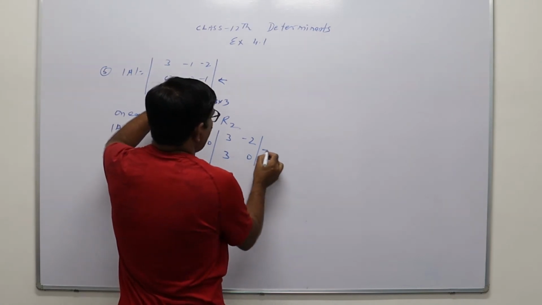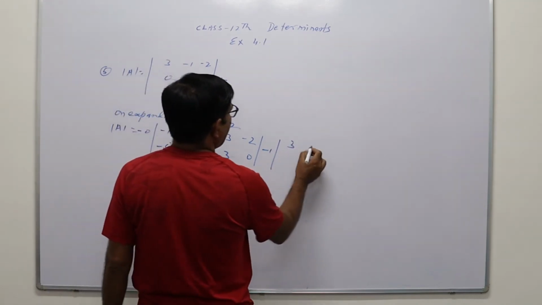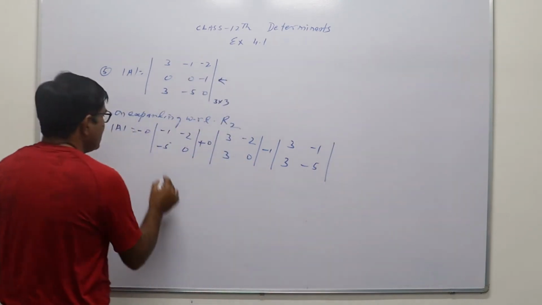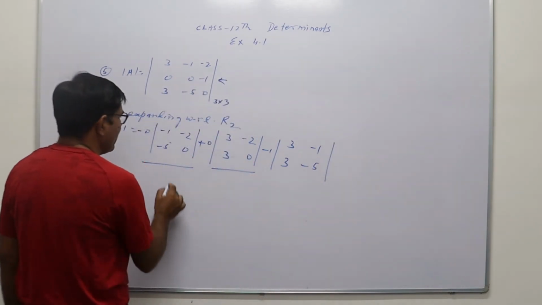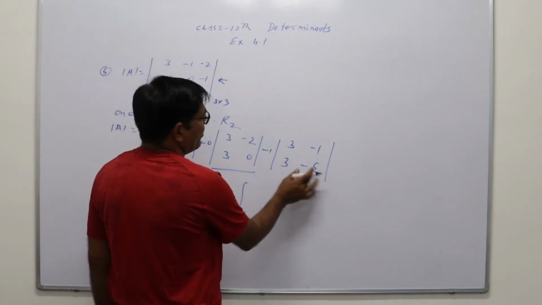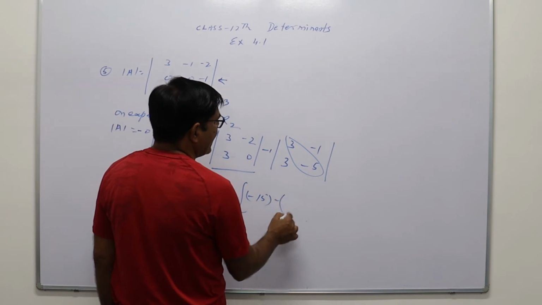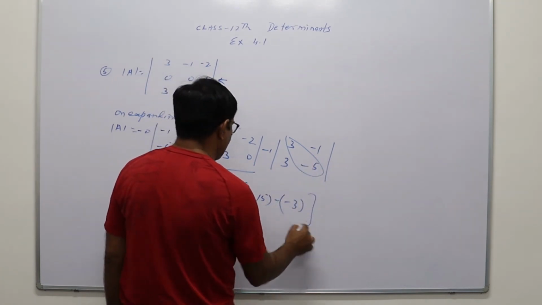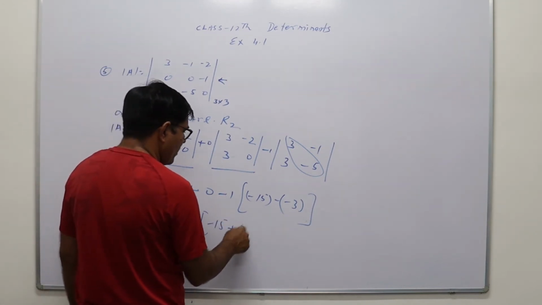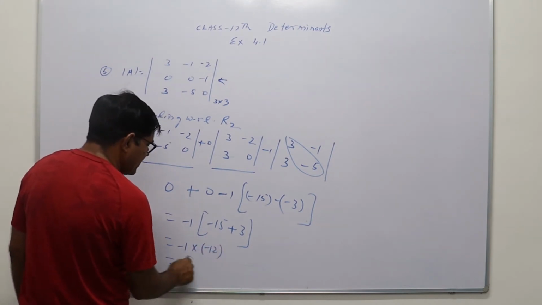Then with respect to this, so minus 1 into, leave second row and third column, so 3 minus 1 and 3 minus 5. So first this will be equal to 0, this will also be equal to 0, so 0 plus 0 minus of 1 into determinant of 2 by 2, so multiply principal diagonal, 3 into minus 5 minus of 15, minus of 3 into minus 1, that is minus 3. So it will be equal to minus 3 into minus 15 plus of 3. So minus 1 into minus 12, that will be plus 12.